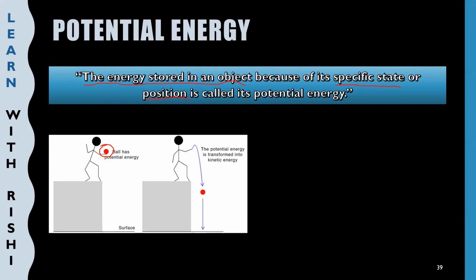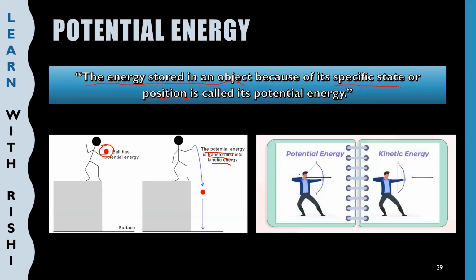So when we drop the ball downwards, this potential energy is transformed into kinetic energy. At a certain position, it has potential energy. And when we drop it, the ball is now in motion. This energy due to the motion of an object is called kinetic energy. So here the potential energy is converted into kinetic energy.